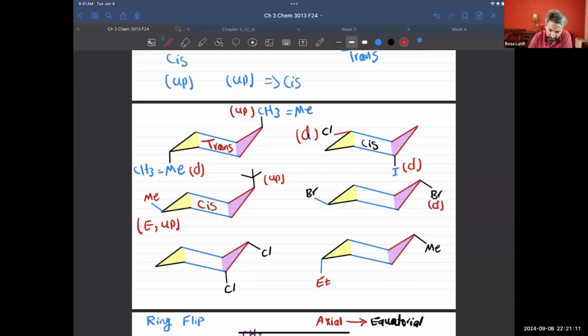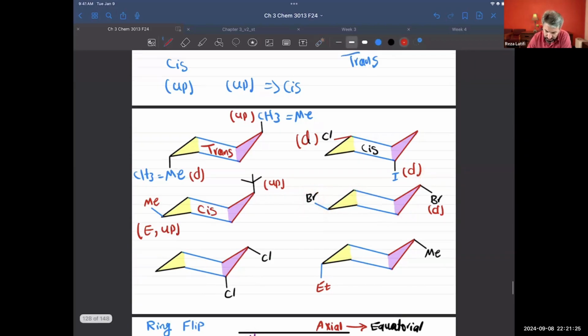How do I know it? Because axial position will be here. That's axial position, so up, down, up, down. So what's the position of the bromine? Bromine will be up. So I'm going to say this one is up, one is down, one is up. This is going to be a trans.